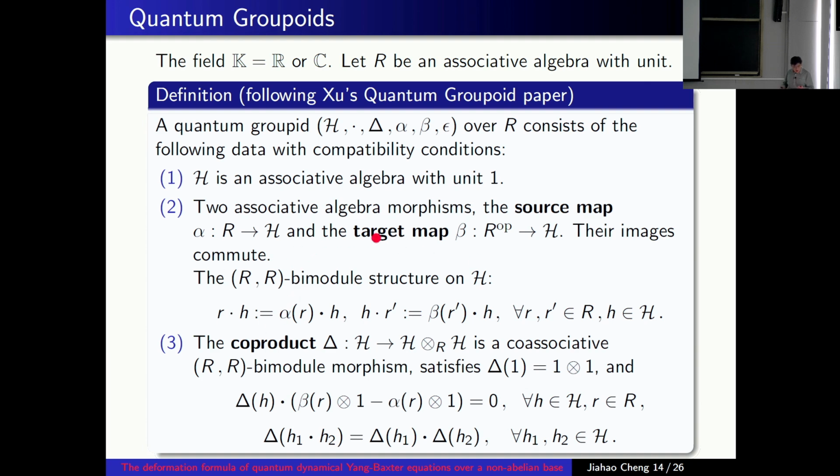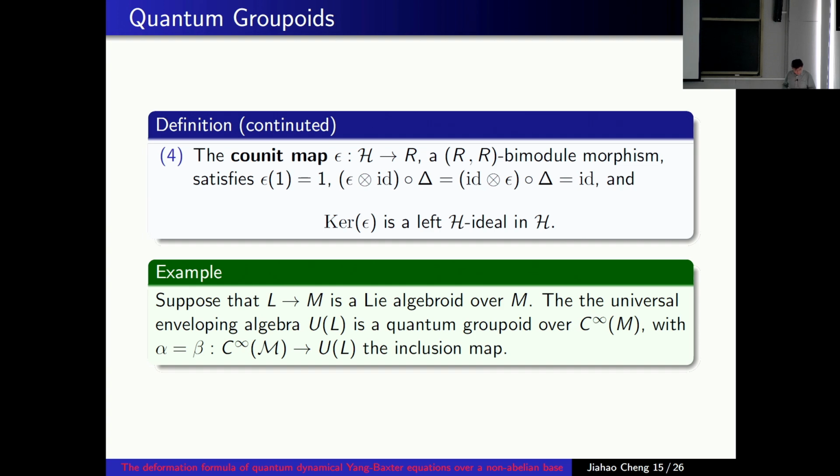And when you have this source map and target map, you can define an R-bimodule structure on H, the left R-module and right R-module on H, by this formula. In particular, because H is an R-bimodule, we can take the tensor product. Here on the left-hand side we use the right R-module structure, and here we use the left R-module structure. The third condition is that we have a coproduct Δ from H to H tensor H satisfying this condition. And moreover we require that we have a counit map.